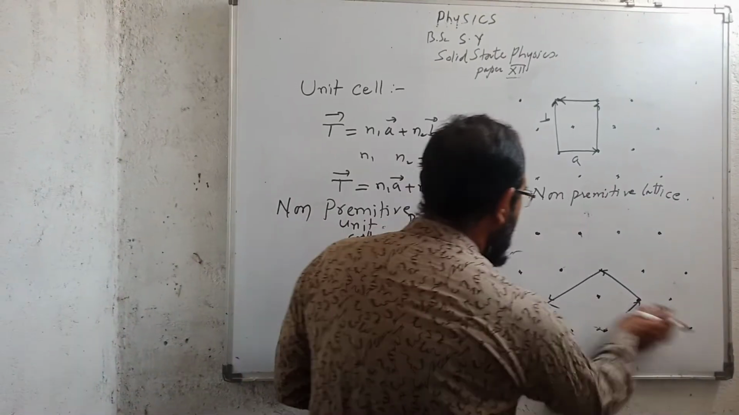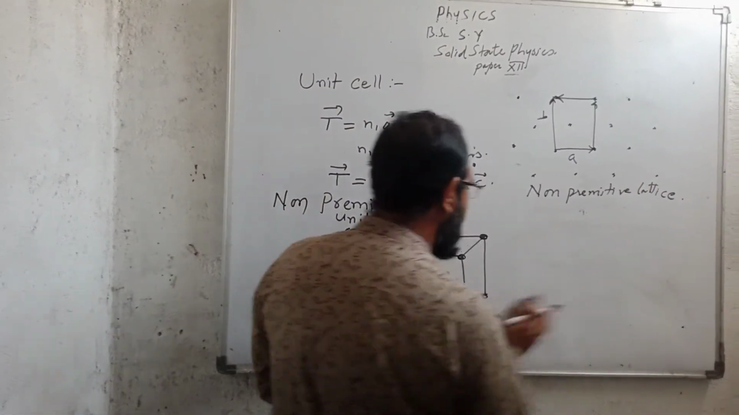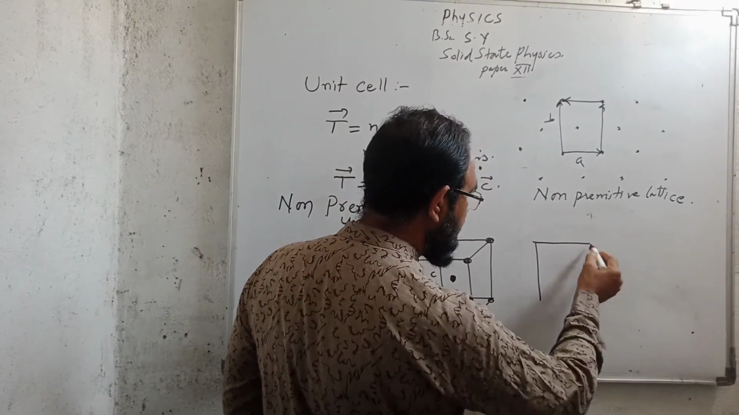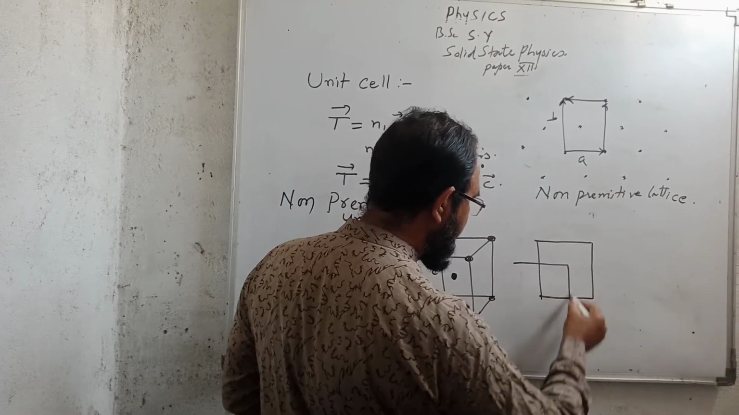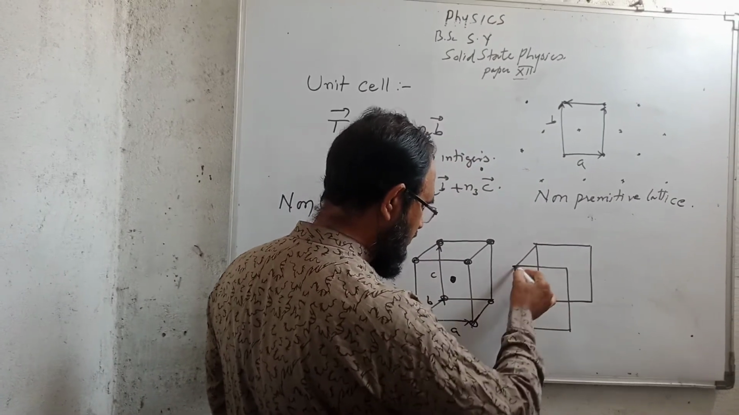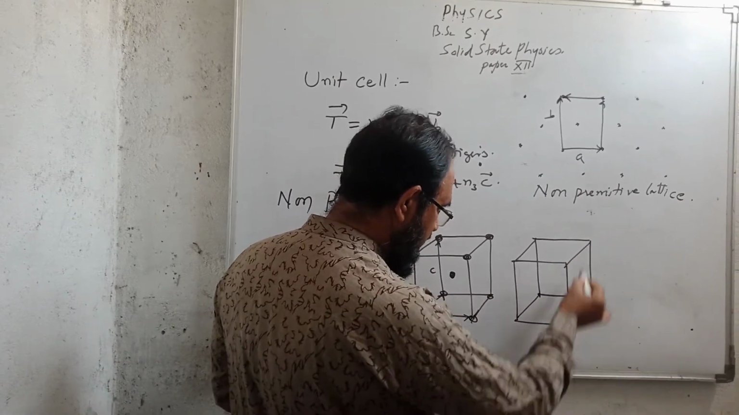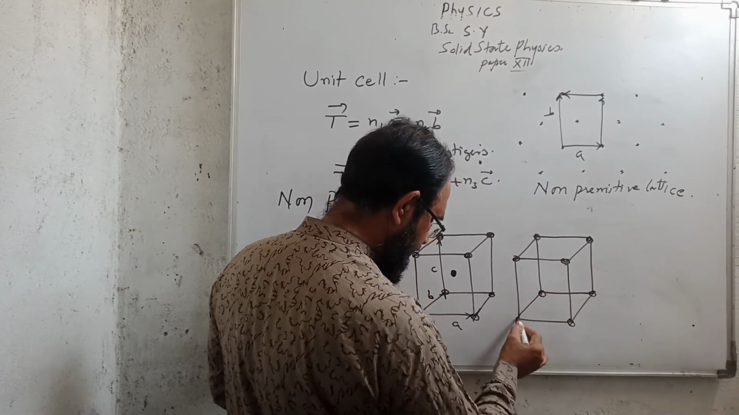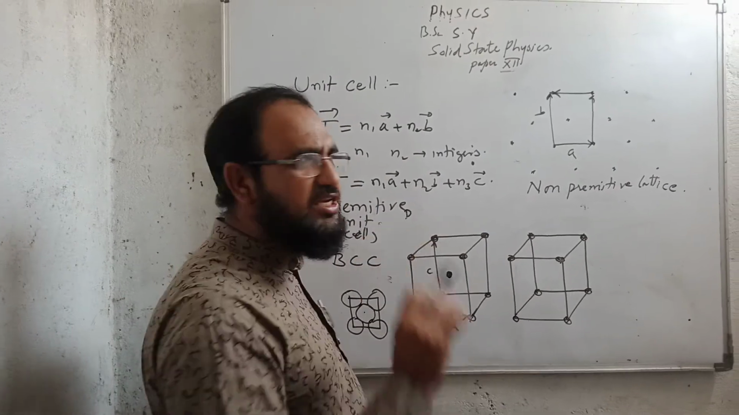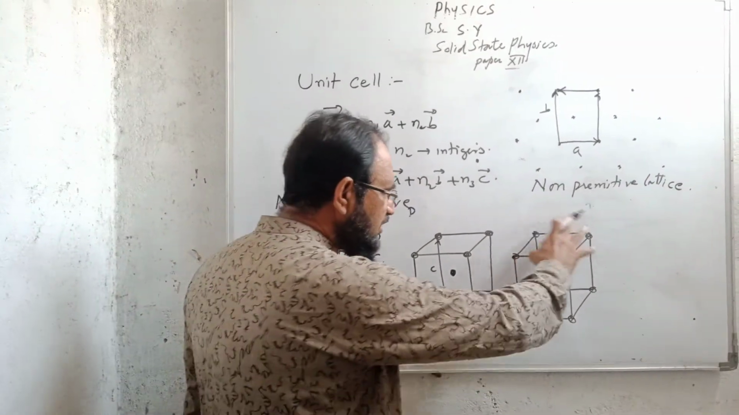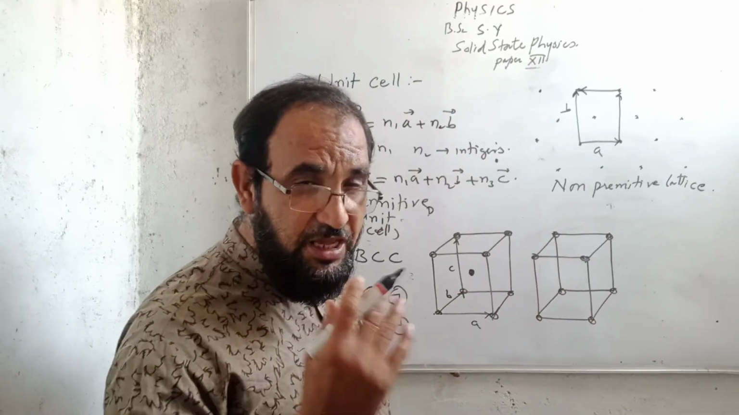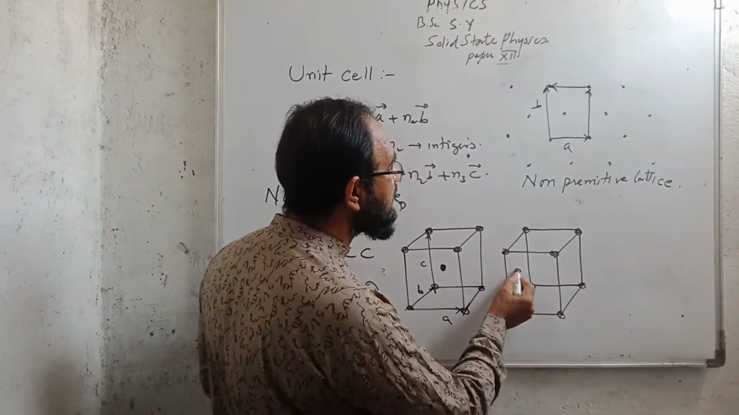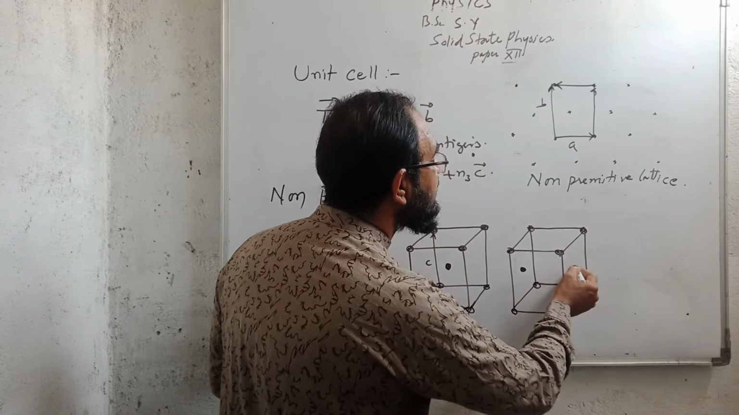Now if I draw the face centered cubic lattice in three dimension, here I will draw the cubic lattice in three dimension. The 8 molecules are situated at the 8 corners, and one molecule each at every face. So this cube has how many faces? 6 faces. So there will be 6 molecules, one on each face. So for example, on this face, there is one molecule. On the opposite face, this molecule.